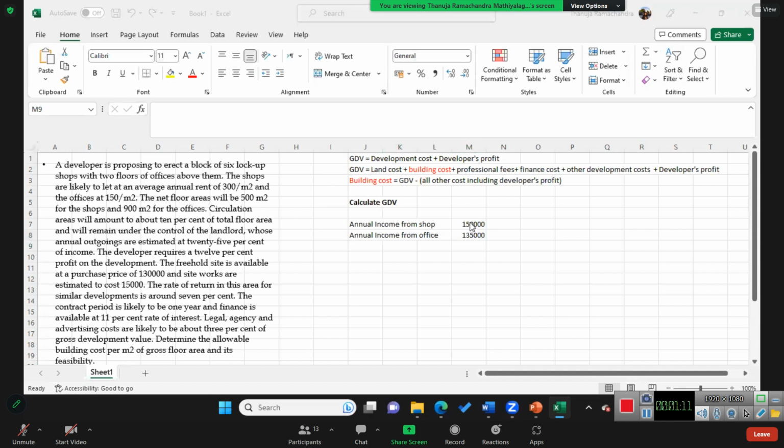So this is simply 300 into 500, because per meter square it is 300, but the area of the shops will be 500. And similarly, for the office, it will be 150 into 900.